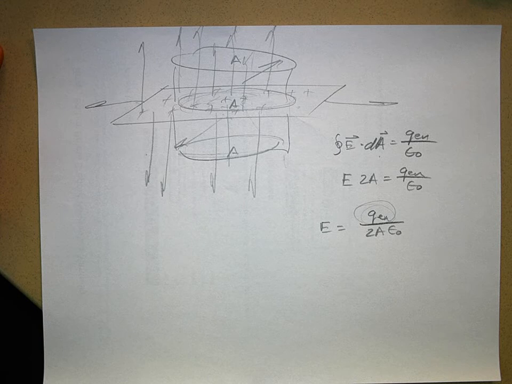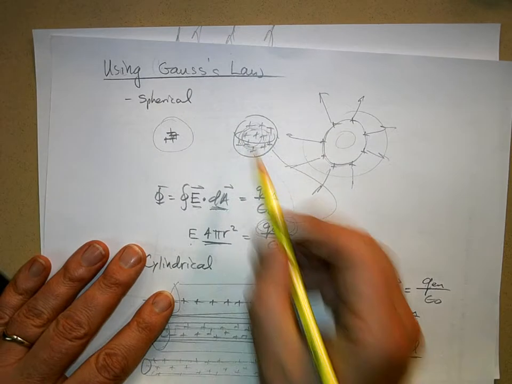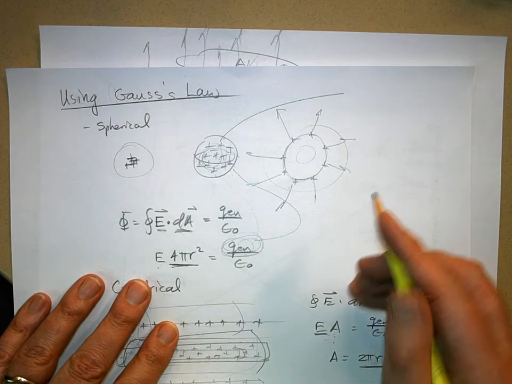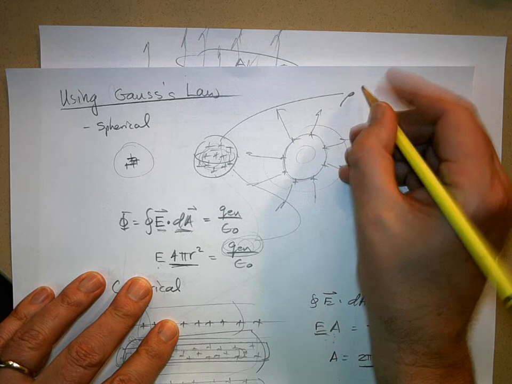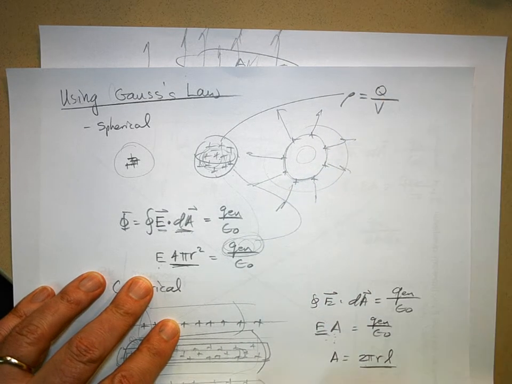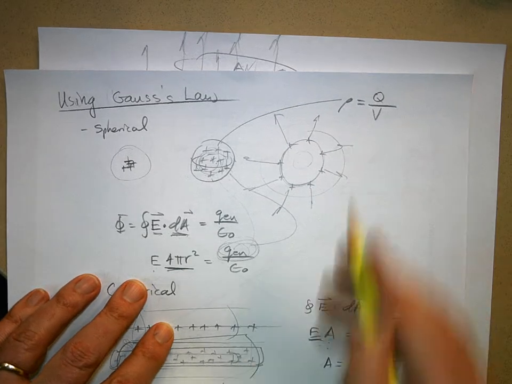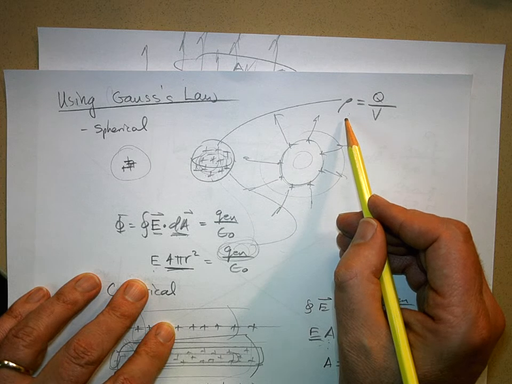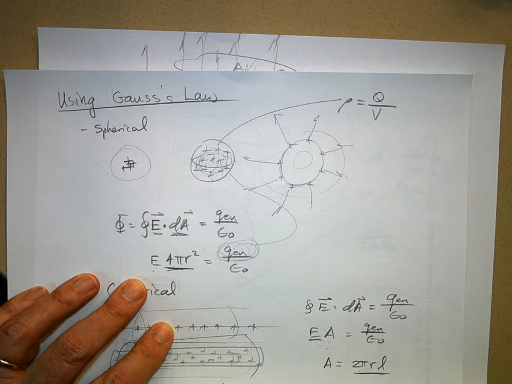When you're dealing with this guy, I'll go back to it, rho is equal to the total amount of charge in there divided by the total volume. Don't worry, I will not give you rho as a function of R or something like that on the take-home test. Okay? This is the total charge over the total volume.